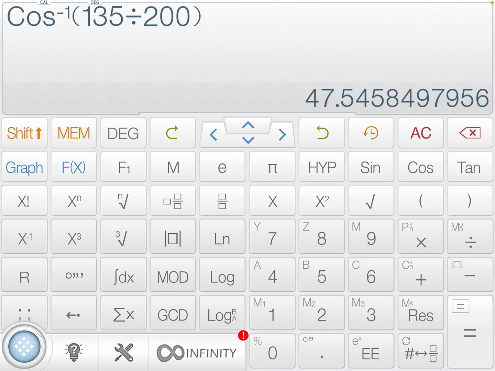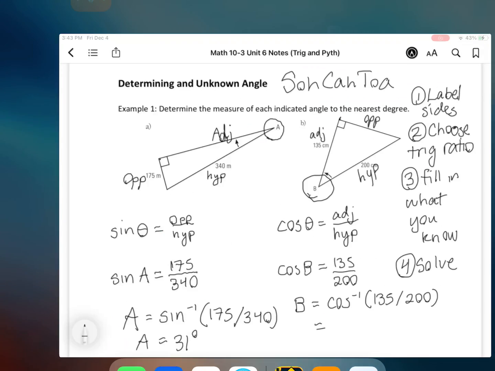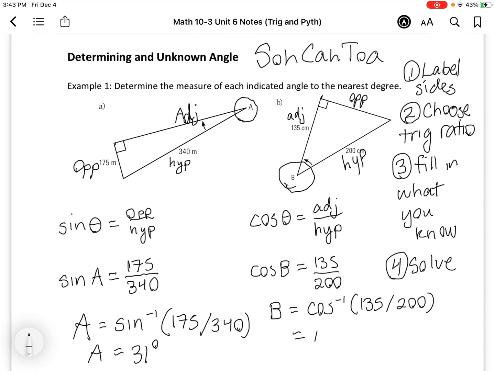47.5458 degrees. If I'm going to round that to the nearest degree, that would be the nearest whole number. The digit to the right of the nearest whole number is a 5, so that would round up to an 8. So this is going to be 48 degrees. So B equals 48 degrees.